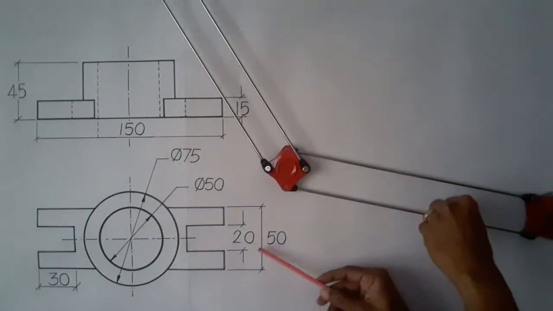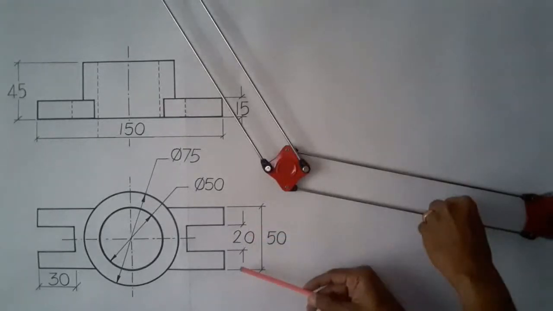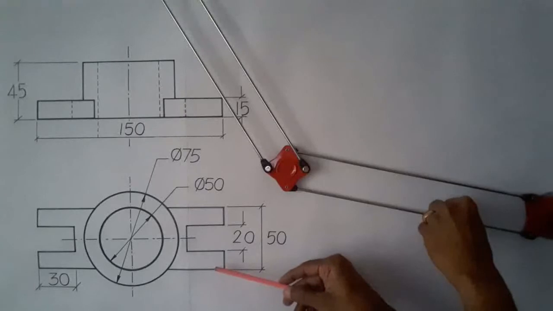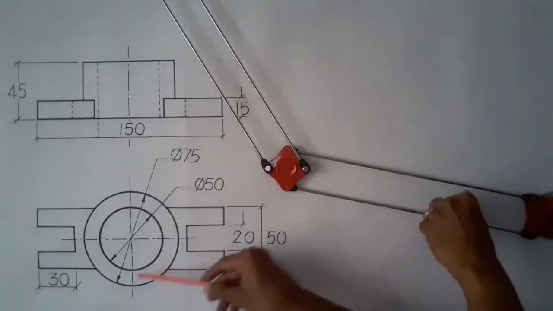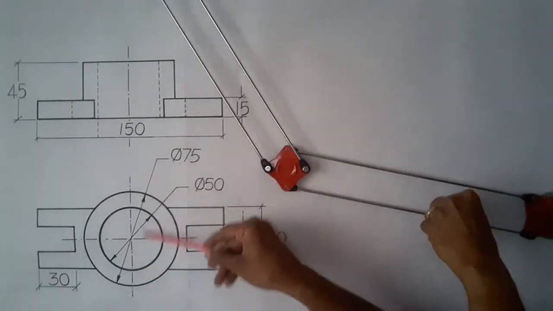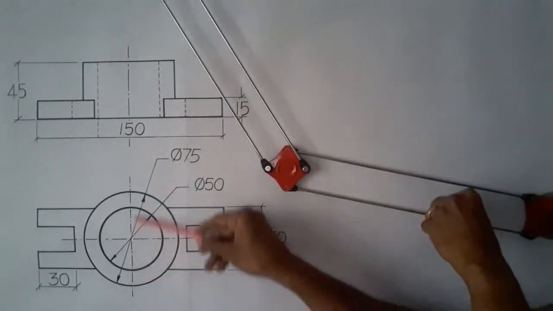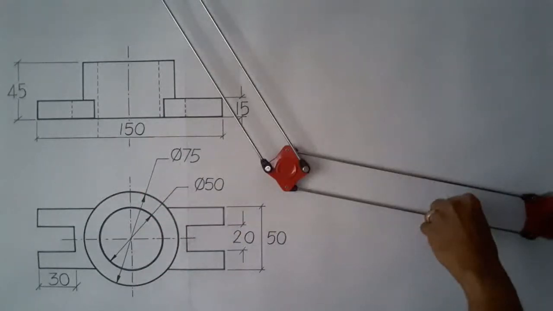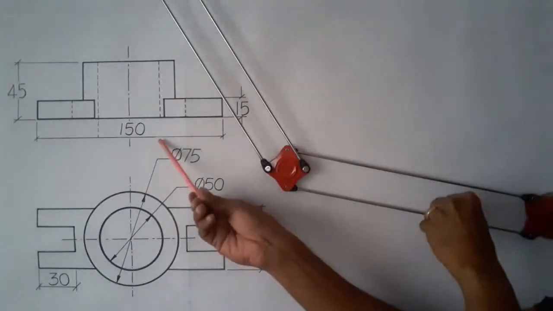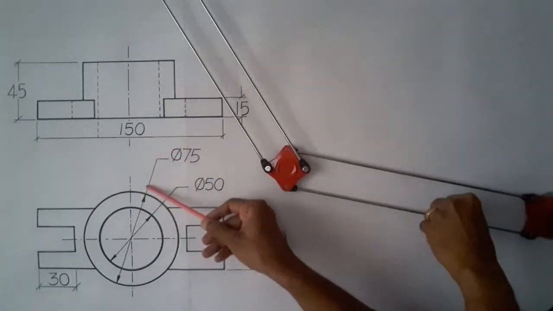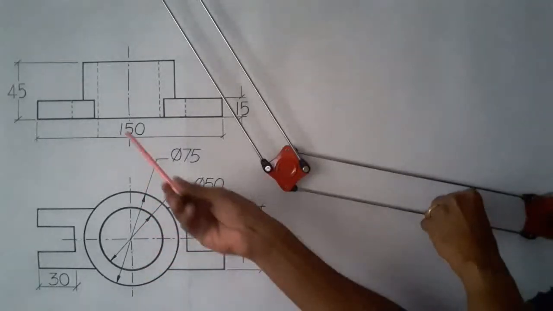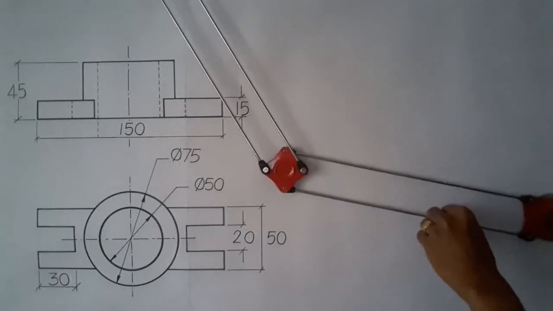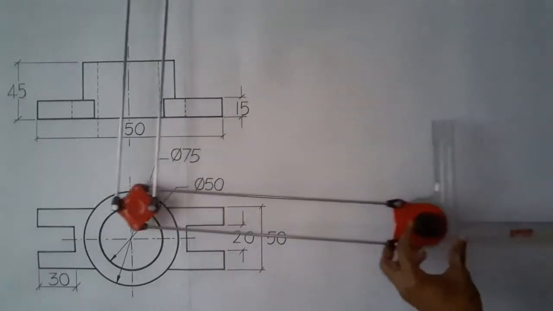And coming to the top view, you can look for the width of the object. So here you have 50 mm, but here you have a diameter of 75 mm. So the maximum width is found here. So you can take this as the width of the object. So the length is 150 mm, the width is 75 mm, and the height is 45 mm. So with these details, let us now jump into the problem.